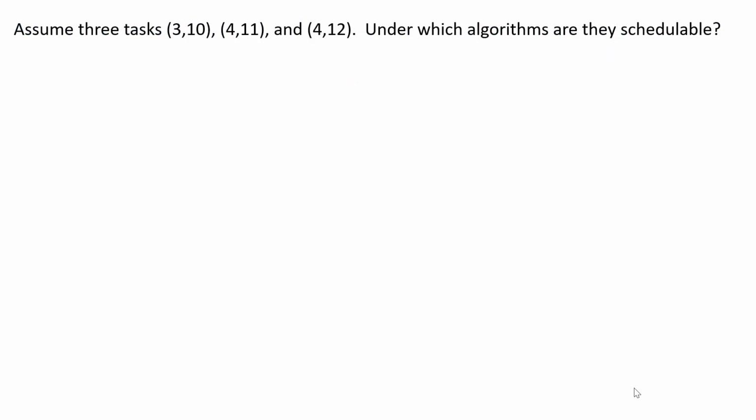Assume 3 tasks, 3/10, 4/11, 4/12. Under which algorithms are they schedulable? So with EDF, as long as the utilization is less than or equal to 100%, then you can schedule with EDF. EDF, as I mentioned, though, is really nice in terms of being able to schedule anything that's physically schedulable, except that it's very expensive to implement, because the priorities of the tasks are dynamic and they're constantly changing. You have to do a lot of priority recalculations.